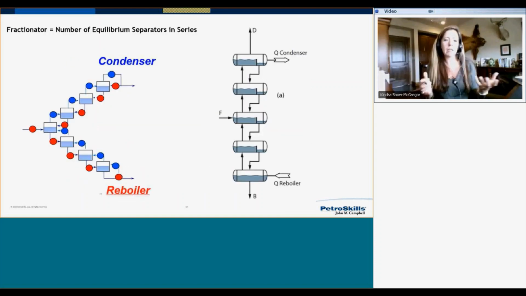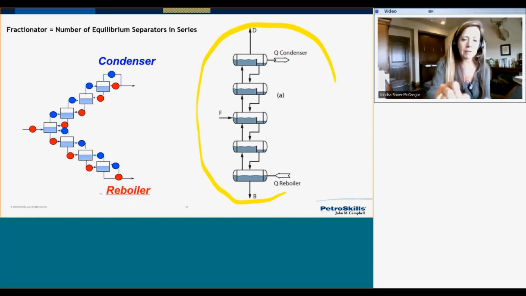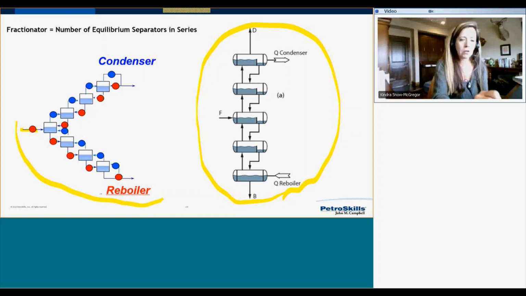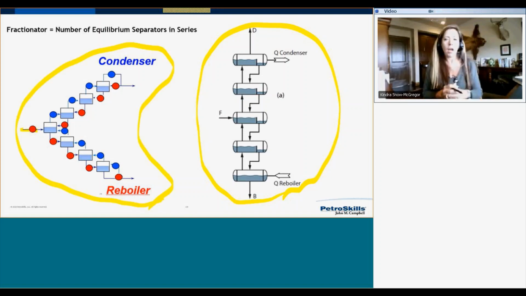And so when I think about a fractionator as a number of equilibrium separators in series, remember I'm going to go back to this diagram here. And so essentially what we just looked at was a fractionation column as a series of separators where the top separators are cooler. I'm sending that cool liquid back down and heating it back up, right? And then the bottom separators down here are warmer. And that's how I'm getting my two components to split.